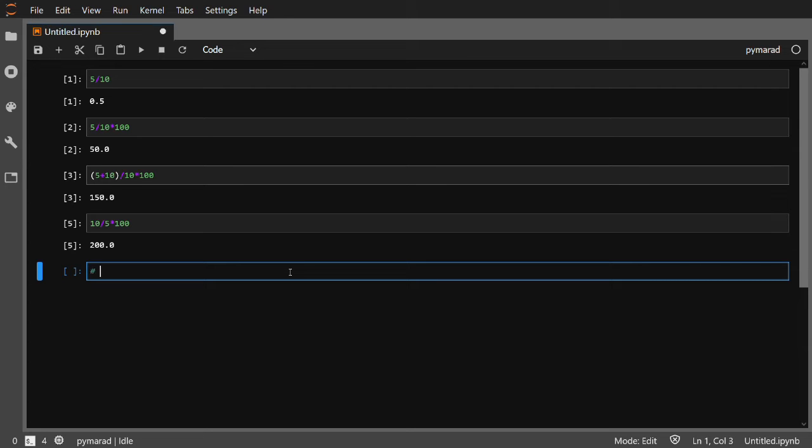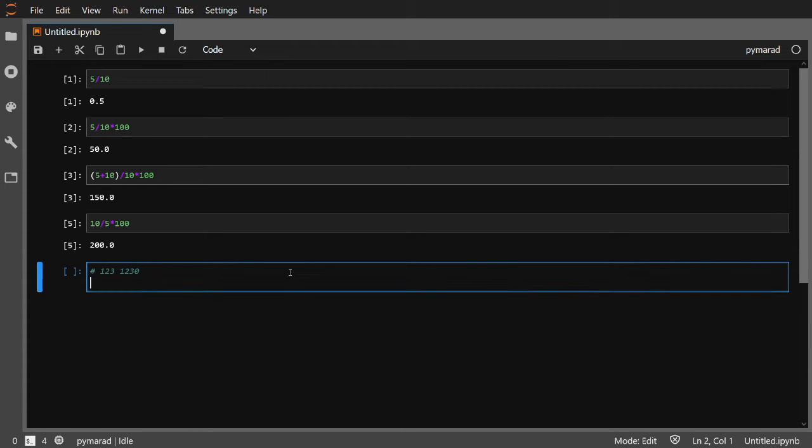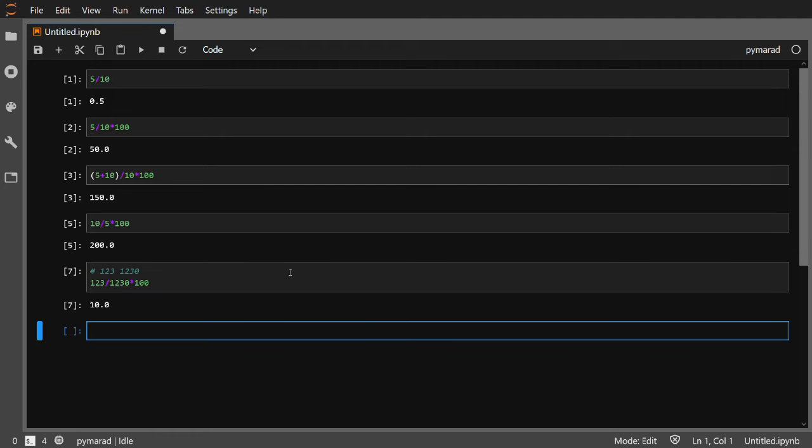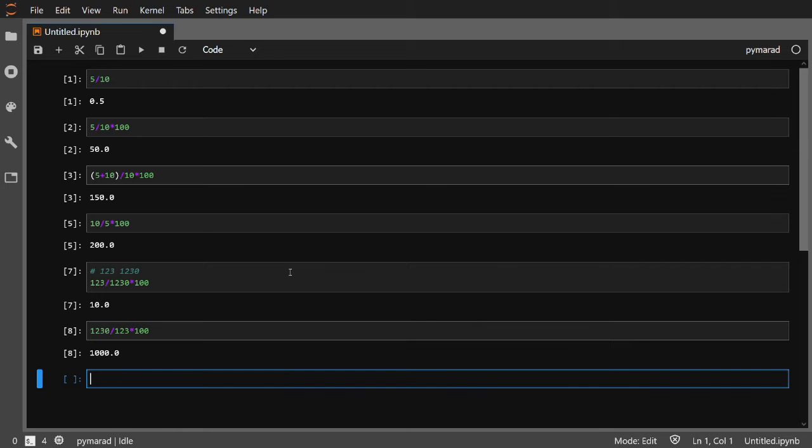Let's take two random numbers, 123 and 1230. So one ratio is 123 divided by 1230, and we want it in percent, so I multiply by 100. Running the cell, we see that you get 10%. However, we can also do it the other way around, right? I can take 1230 and divide by 123, again multiplied by 100, and then I get 1000%, which means that 1230 is 1000% of 123, therefore 1000% means 10 times more.